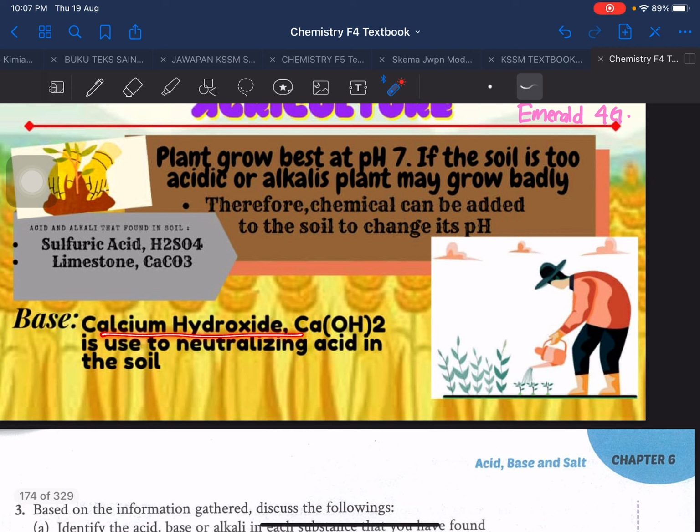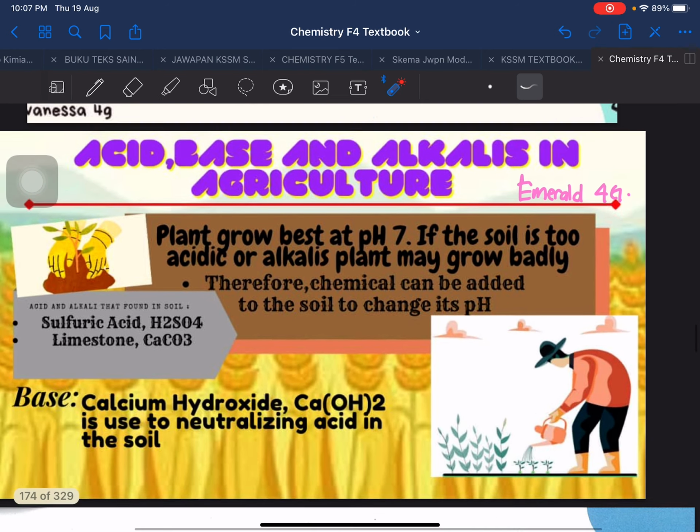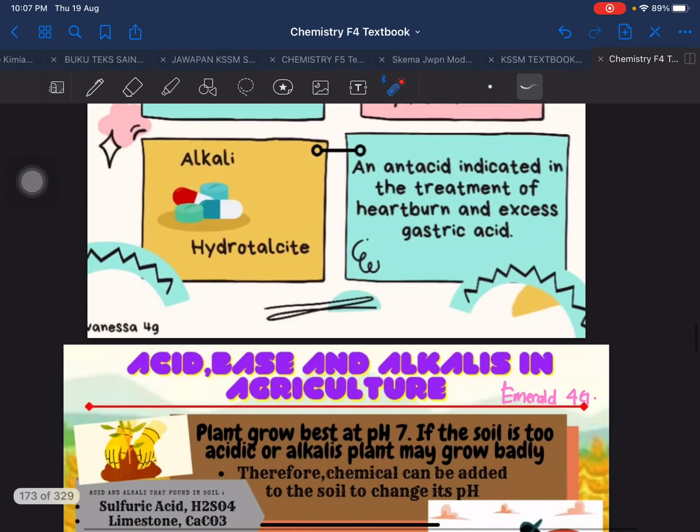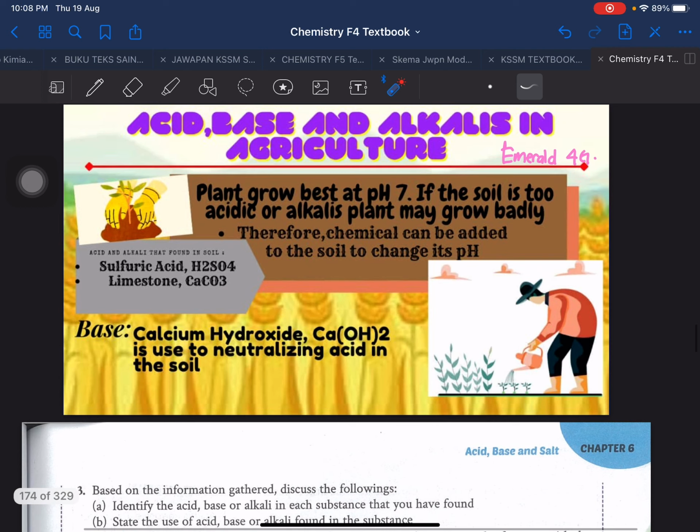Base. Calcium hydroxide is used to neutralize acid in the soil. So if you see hydroxide here, you know that this is a type of base. Thank you very much, Emerald, Carl, and also Vanessa, for sharing about the different types of uses of base, acid, and alkali in two types of fields.